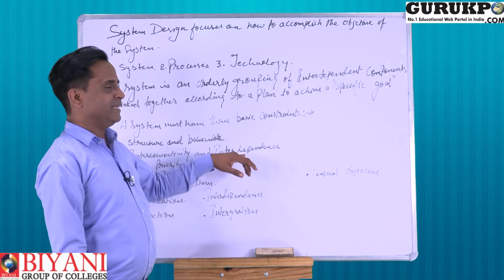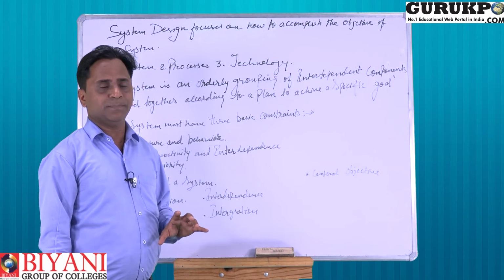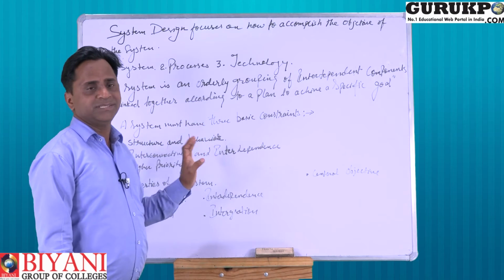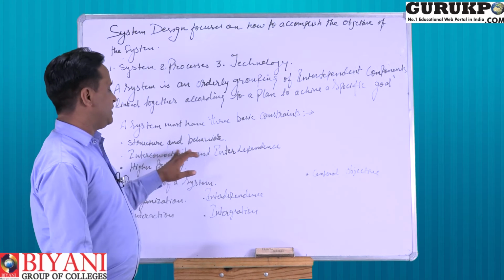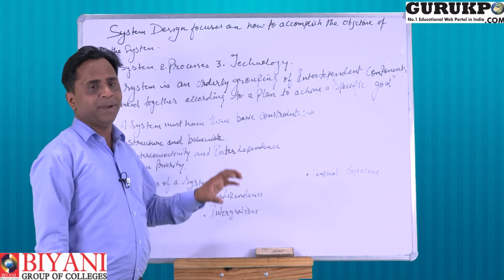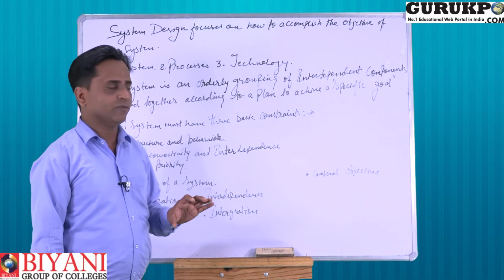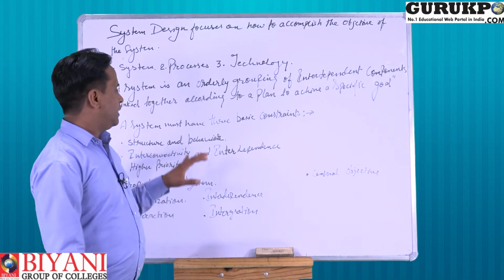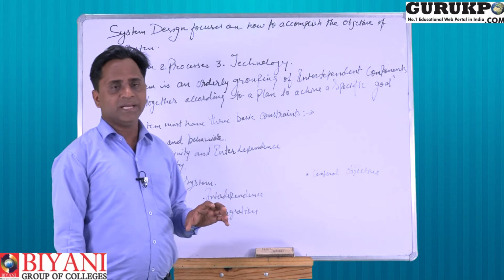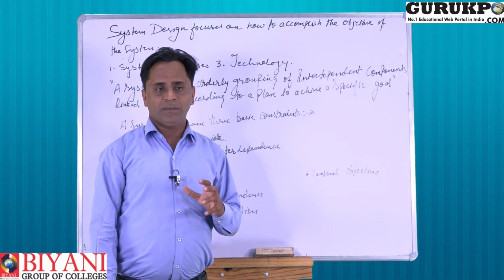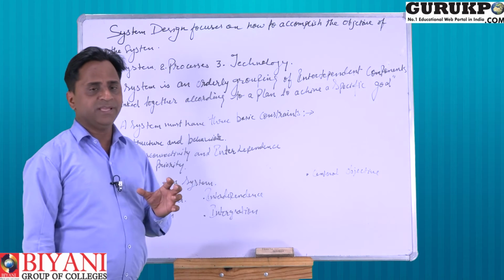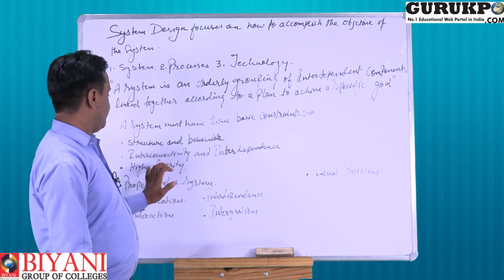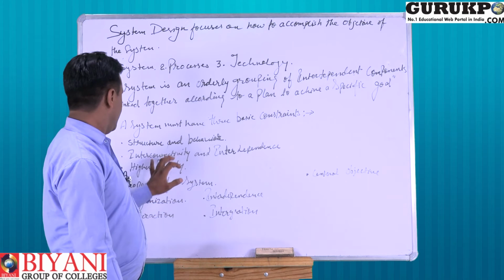Interconnectivity and interdependency are also basic system constraints. Dependency is also a very important part of the system. Then higher priority. Higher priority is the last part of the constraints. Higher means it is the most important part, and we have to give it priority, the first priority of the system.